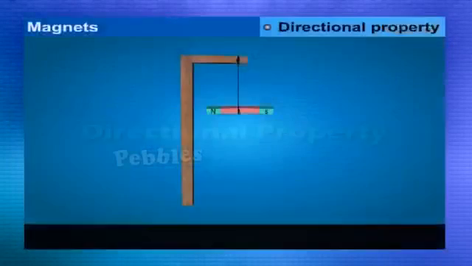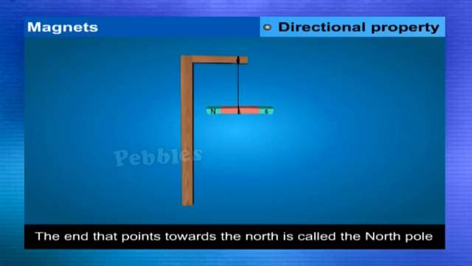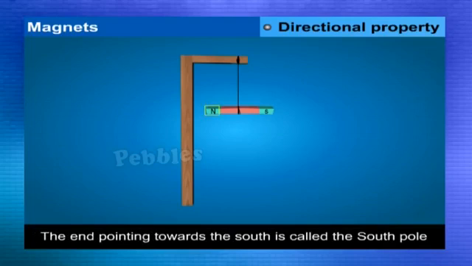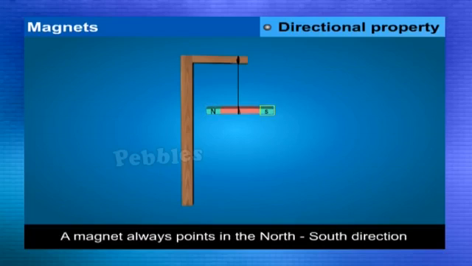Directional property. The end of the magnet that points towards the north is called the north pole, N pole, and the other end of the magnet pointing towards the south is called the south pole, S pole. A magnet always points in the north-south direction when suspended freely.